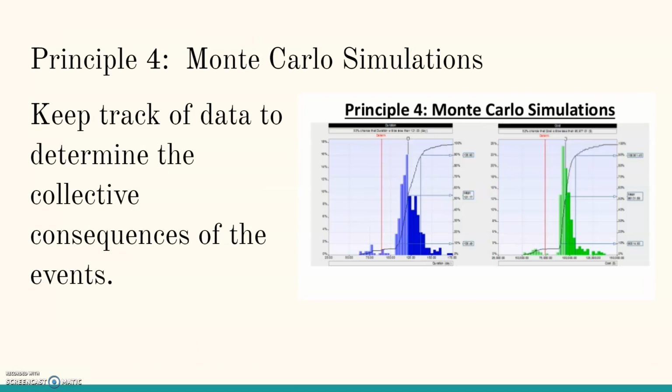Principle 4 is the Monte Carlo simulation. It keeps track of data to determine the collective consequence of the events. So if anything happens throughout the event, it keeps track of that data. So like the risk or the opportunity, it just keeps track of that.